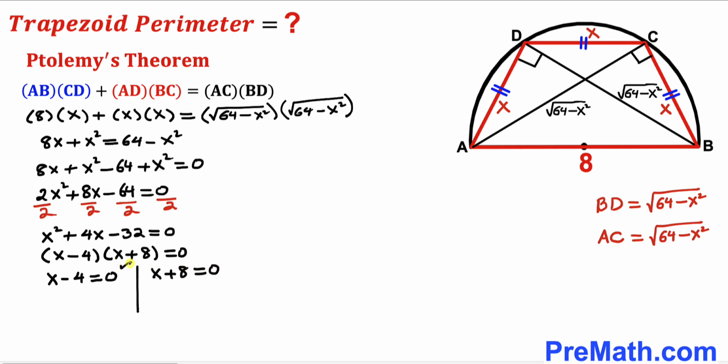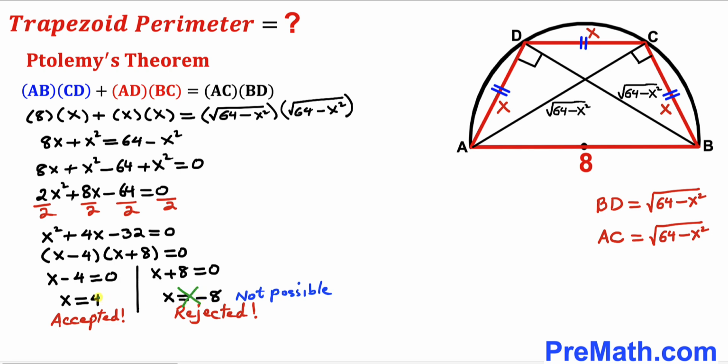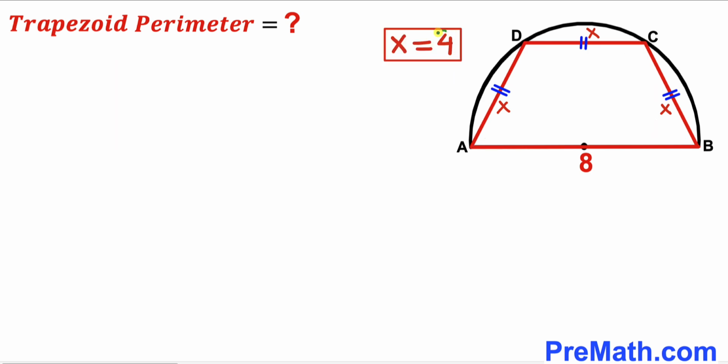For this first equation, our x value is going to be positive 4. For this second equation, x is going to be equal to negative 8. And now we can see that a negative value of x is not possible, since x is one of our side lengths. So therefore we are going to reject this x equal to negative 8 value, and we are going to accept x equal to positive 4 value. So thus our x value turns out to be 4 units. In other words, this side is 4, this side is 4, and this side is 4 units as well.